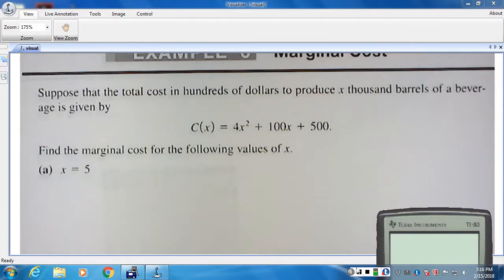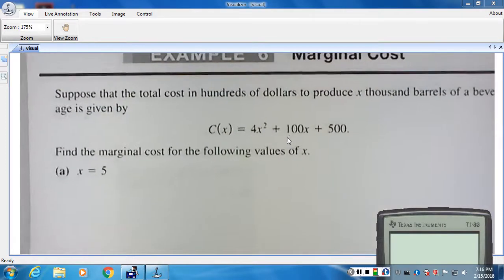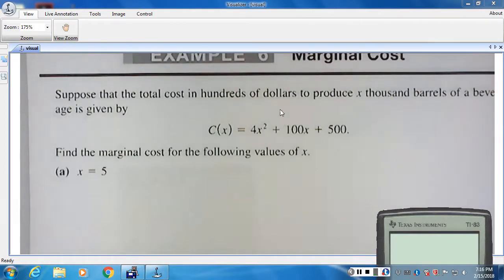Okay, let's get started back. We've got a couple application problems, and then we're going to go on and talk about something called the product and the quotient rule tonight. So here's our first application problem.